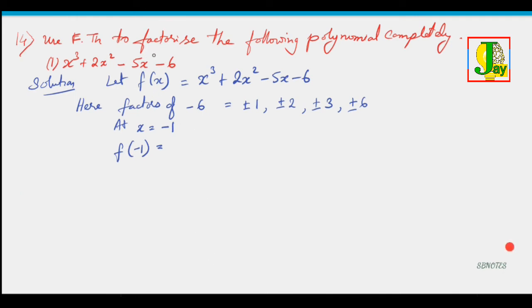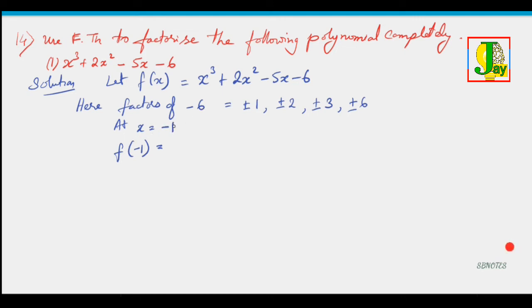Okay, in this question we have to use the factor theorem to factorize the following polynomial completely. The polynomial is x cubed plus 2x squared minus 5x minus 6, that is our f(x). Since we don't have any factors or divisor given here, we need to find those divisors. Let us suppose that if the remainder is 0, then the divisor is a factor.